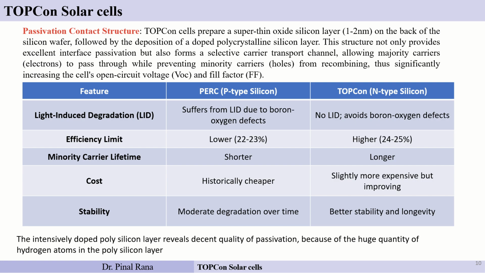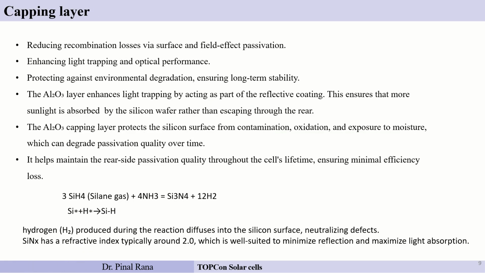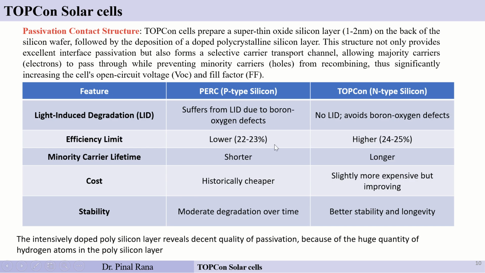Further, here I have shown the comparison of TOPCon and PERC solar cells. If we compare in terms of light induced degradation, the PERC solar cell suffers from light induced degradation because of the boron oxygen defect, whereas in the TOPCon solar cell there is no light induced degradation because there is no boron doping, whereas in the PERC solar cell this p-type solar cell has boron doping, which leads to boron oxygen defects.